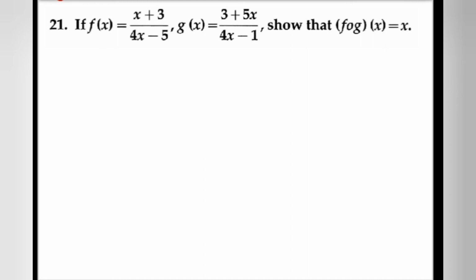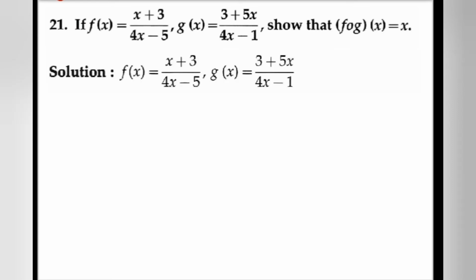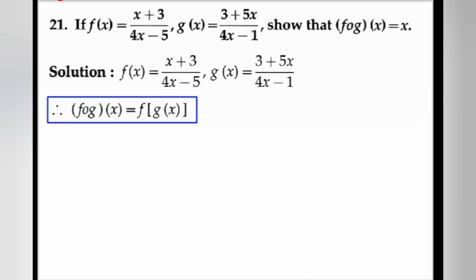Question number 21. If f of x is equal to (x + 3)/(4x - 5), g of x is equal to (3 + 5x)/(4x - 1), show that f of g of x is equal to x. Solution. f of x is (x + 3)/(4x - 5). g of x is equal to (3 + 5x)/(4x - 1). Therefore, f of g of x is f of g of x.